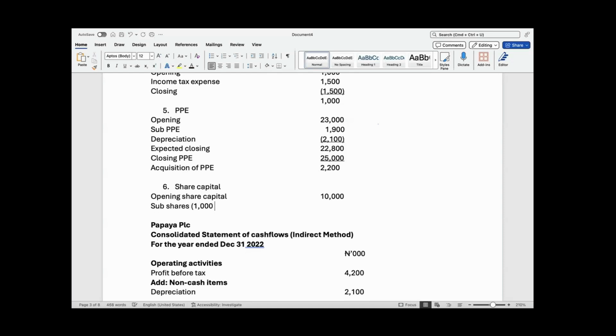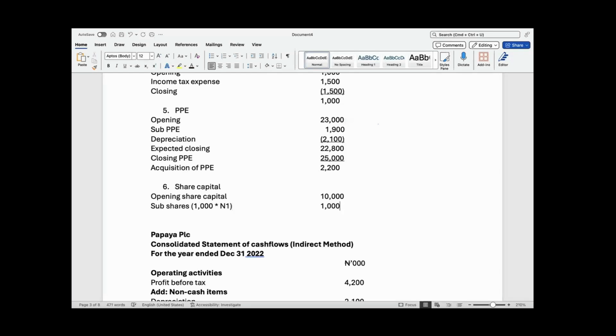How did you get these 1,000? 1,000 times 1. How did you get this one? Ordinary share capital, 1 naira each. Yes, that's it, because ordinary shares are always at nominal value. Good. So what's the expected balance? 11,000.